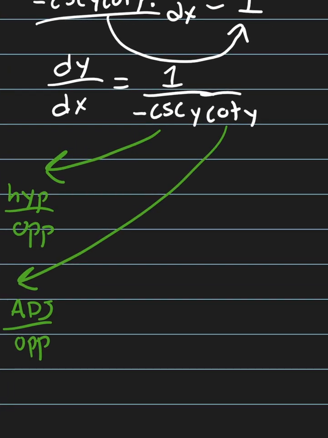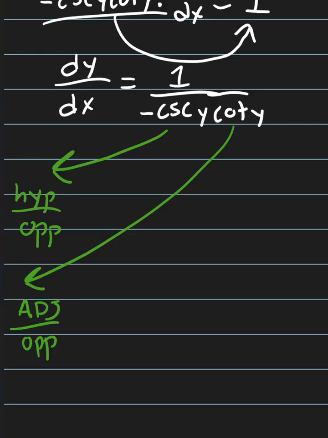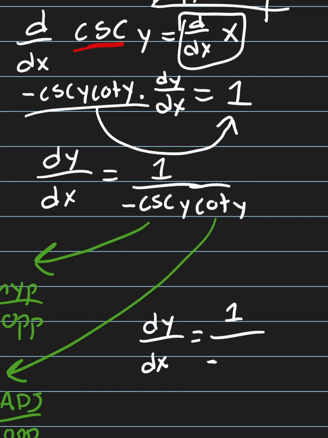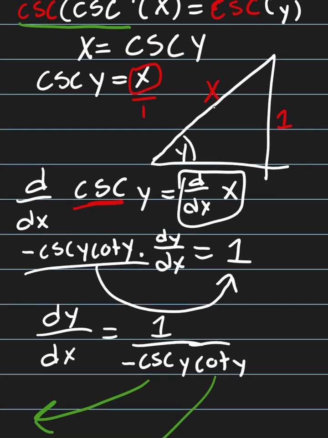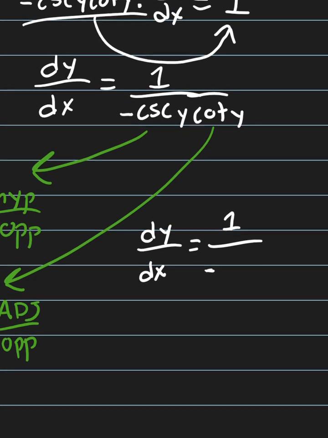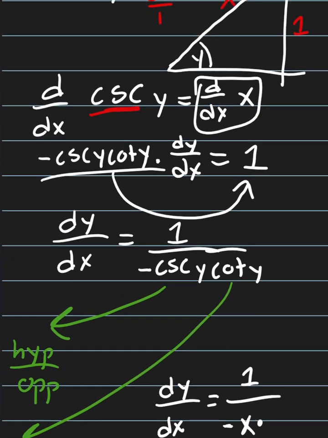So now we have enough information. Let's continue writing down here. dy by dx is equal to 1 over negative cosecant, hypotenuse over opposite. What is our hypotenuse? It's x with respect to y, right? x over 1. So our cosecant value is x. And then we have to multiply this by cotangent, adjacent over opposite.